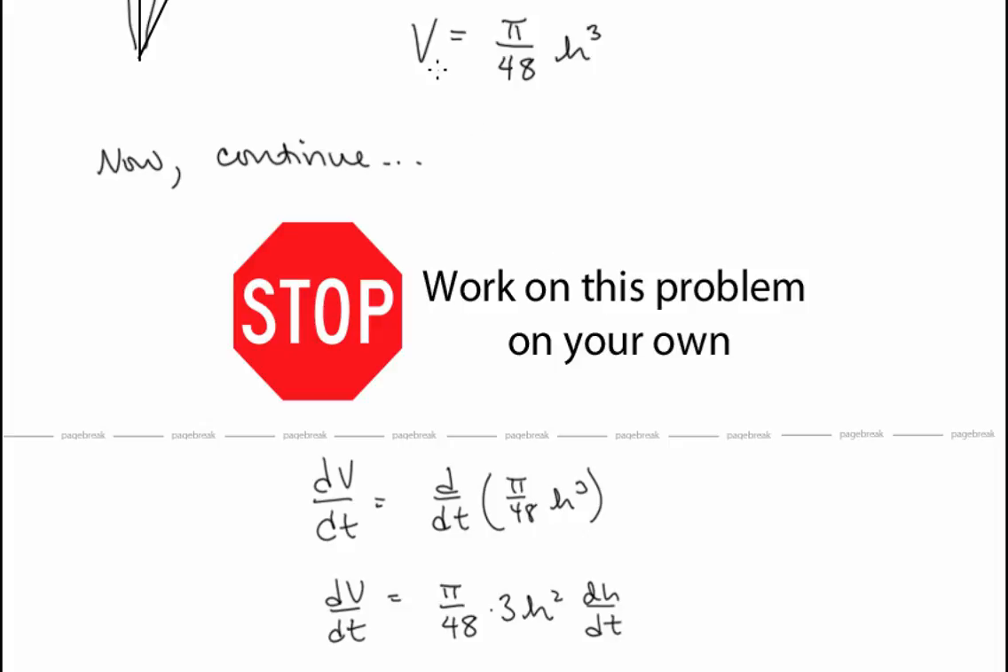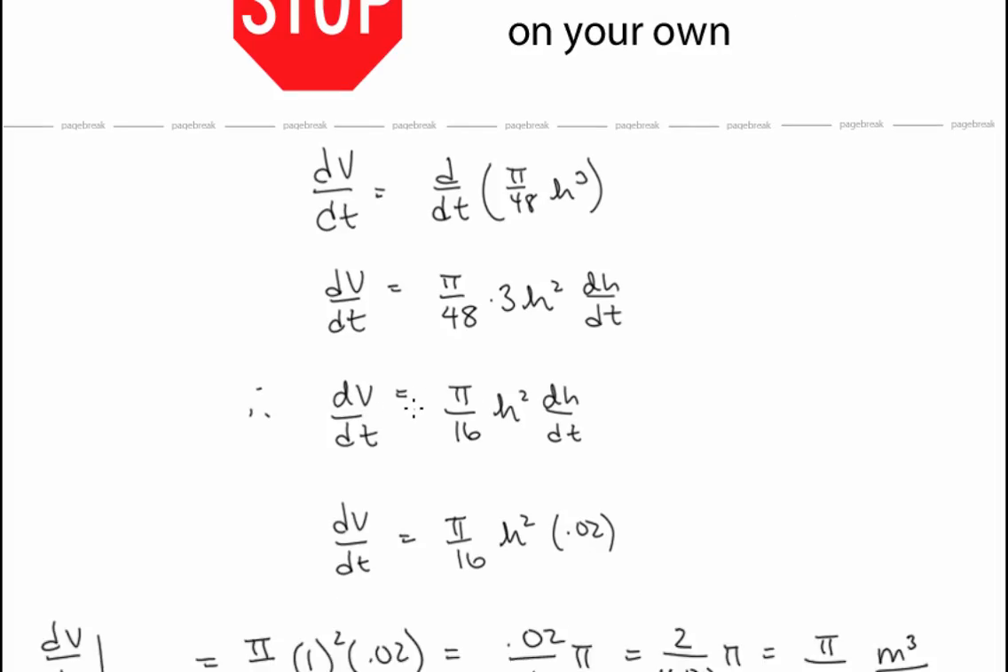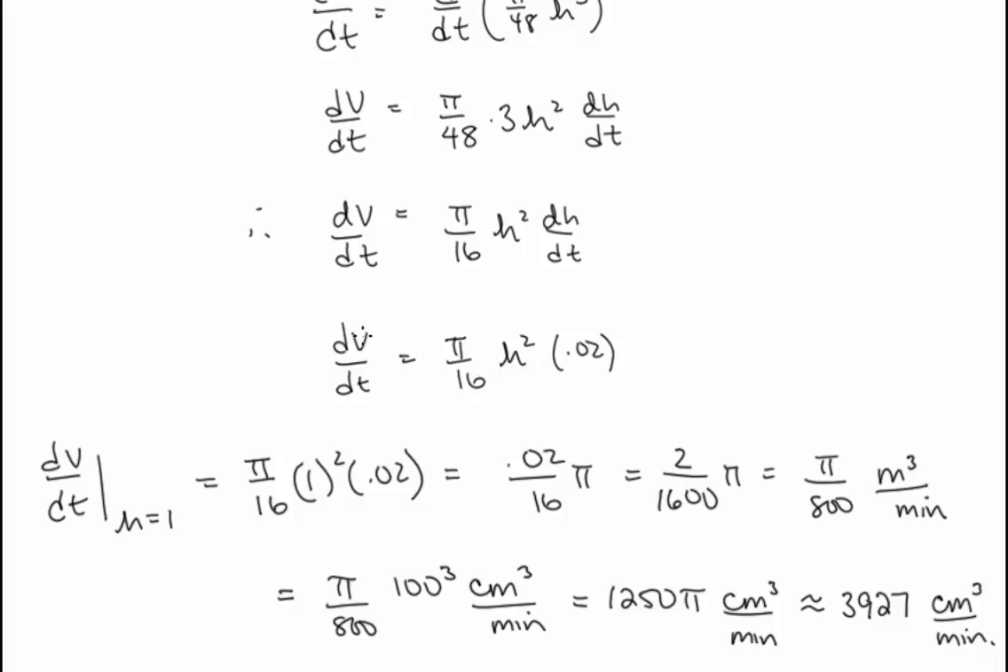Taking the derivative with respect to time on both sides, we get dV/dt is equal to, the pi over 48 is a constant multiple. This 3 comes down, we get 3h squared dh/dt. Simplifying, that's dV/dt is equal to pi over 16 h squared dh/dt. We're given dh/dt is 0.02, so we plug that in. And we're asked for dV/dt when h is equal to 1. So we plug in h equals 1 here, and then we just want to simplify. So we have 0.02 over 16 pi. If we multiply by 100 top and bottom, we get 2 over 1600 pi, or pi over 800.